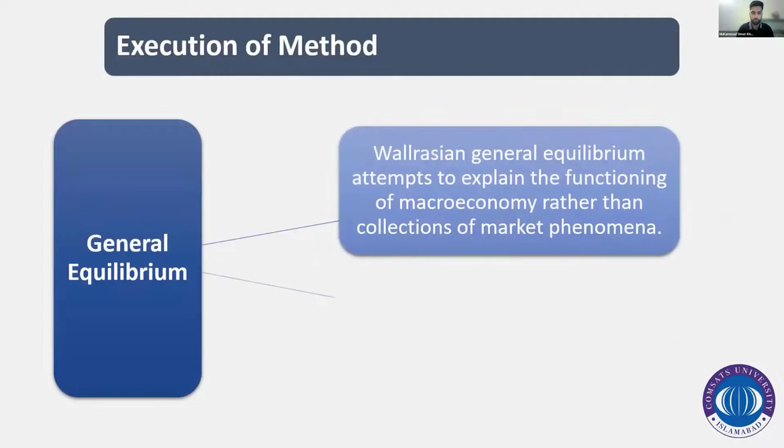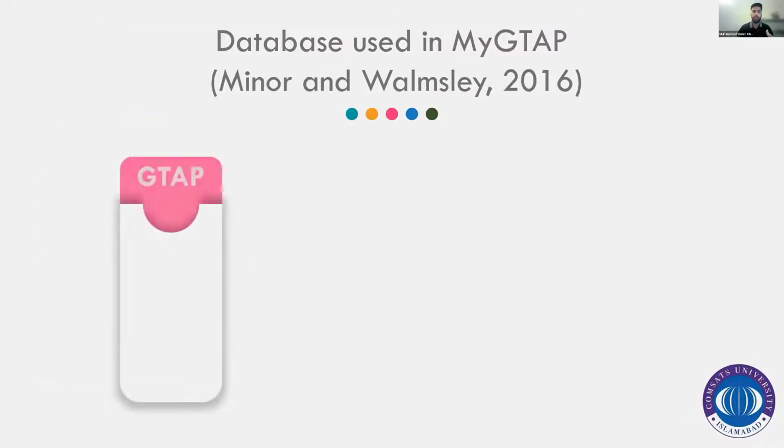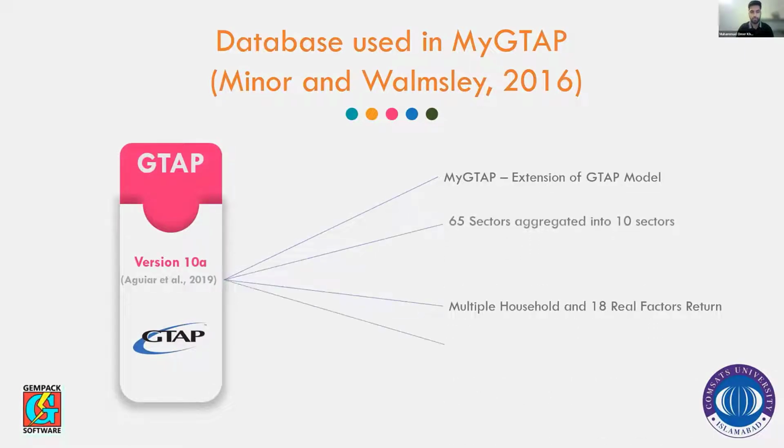Over here, we use the general equilibrium method, and we know that the general equilibrium method is totally based on Walrasian general equilibrium, and it is used to generate insights regarding various policies, especially taxation or trade. We use different simulations. We project different data. Over here we have used GTAP version 10A, and then we have used an extension of GTAP, the MyGTAP, which is an extension of the GTAP model, with 65 sectors. We have about 18 real factor returns and multiple households.